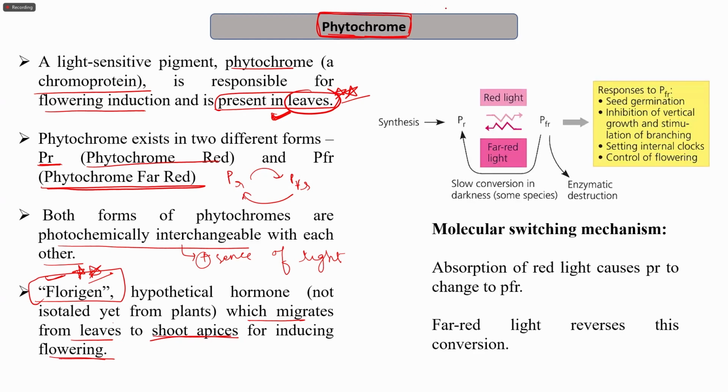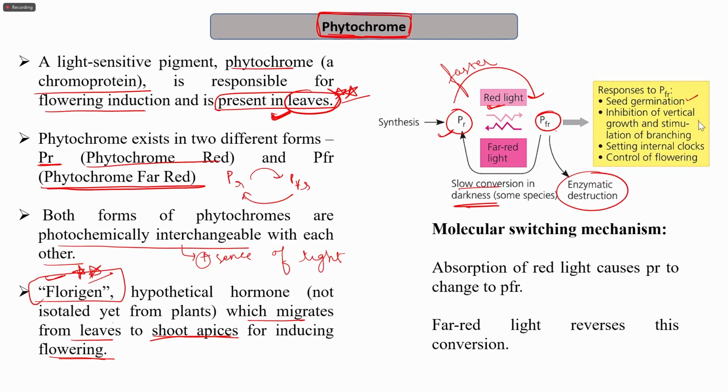So what happens is that phytochrome red, in the presence of red light, undergoes conversion to phytochrome far red, and phytochrome far red, in the presence of far red light, undergoes conversion to PR, that is phytochrome red. But the conversion of phytochrome red to PFR is faster, while the conversion of PFR to PR is a very slow conversion in darkness. And this PFR leads to the enzymatic destruction that may result in seed germination.